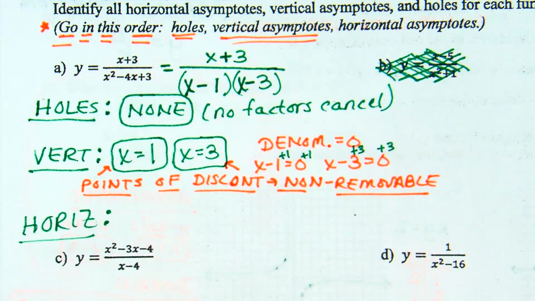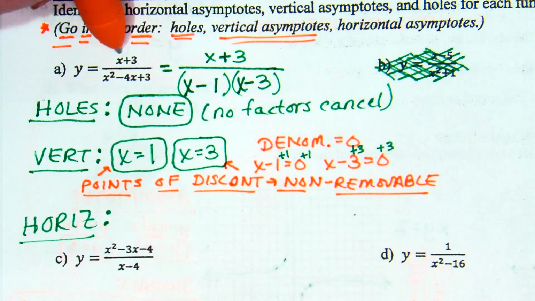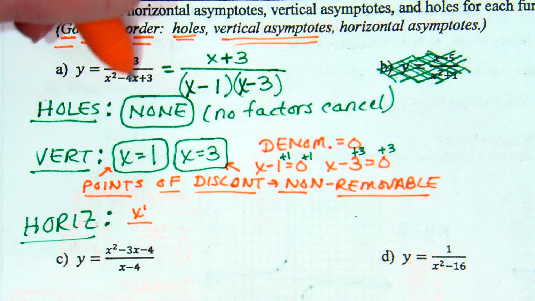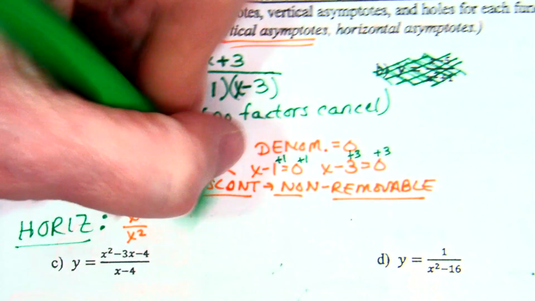On top, we have an x to the first. In the denominator, before we factored it out, what was the biggest power in the denominator? x squared. So if we have x to the first over x squared, where is the biggest power? On bottom. What does the rule say? If the biggest power is on bottom, what is the horizontal asymptote? y equals 0. And why did I say y equals 0? Because the biggest power was on bottom.